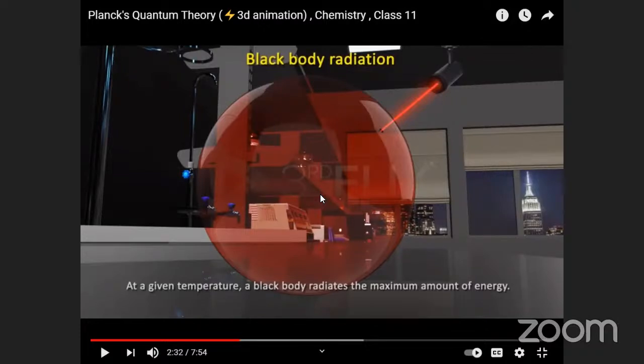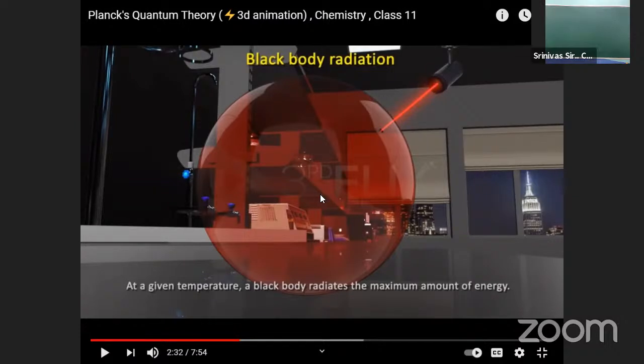Sir, at a particular temperature, the black body is able to radiate the maximum amount of energy. What does it mean? The energy which is absorbed is the same amount of energy that is also released, sir. Okay. Any other meanings? When 100 amount of radiation comes in, it will release 100 radiation, sir. Okay.